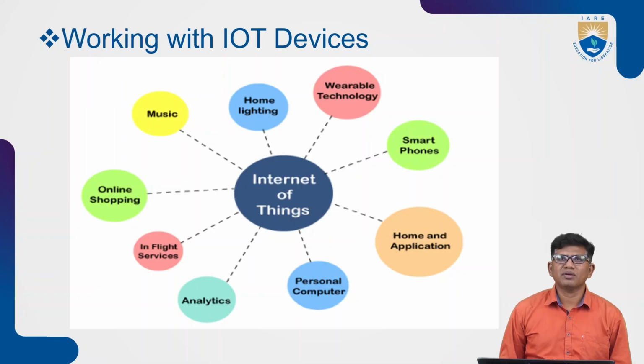In home lighting, if a person is present, the lights will be turned on. If the person leaves that place, the lights will automatically be turned off. When you are entering the home, automatic doors, automatic lighting, fans, and other appliances will be operated automatically in the automation process. This is one example of home automation and home lighting, along with wearable technologies and the smartphone.